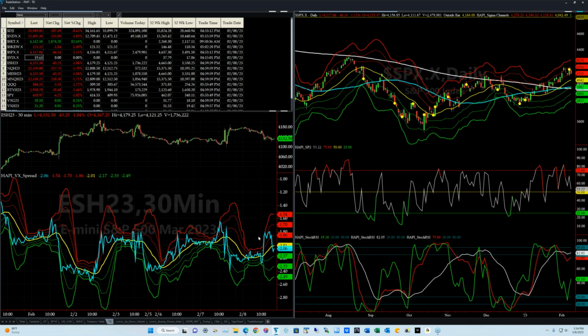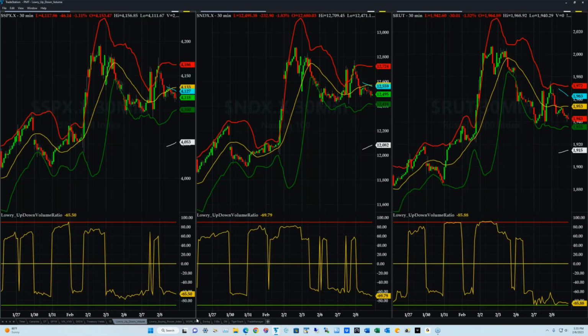So we kind of went up a little bit as the market dropped. When it gets to 0, that's typically a bottom, and that's where we are. This is negative 1. So the scale is usually negative, it's an inverted asset anyway. Lowry's up and down volume.